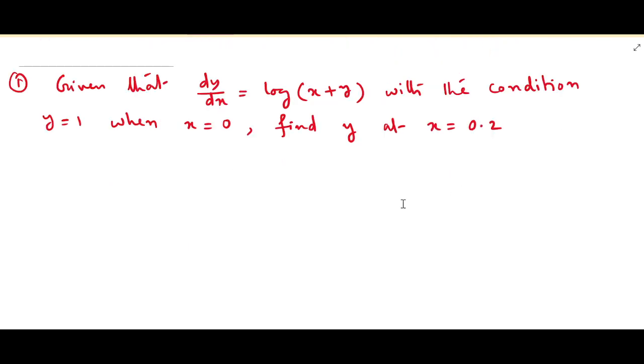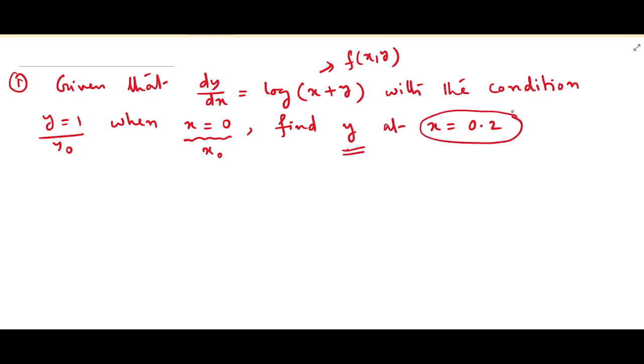So I've taken one problem like this, dy by dx equals log of x plus y. This is our f of x comma y, with the conditions. This is our y naught and this is x naught. I think by this time you know what x naught and y naught are, because you already know Taylor's series method and Euler's method. In each and every problem we are provided with y naught and x naught. Then we have to find the value of y at which point? At point 2. Now kindly go through Euler's method once again so that you'll understand.